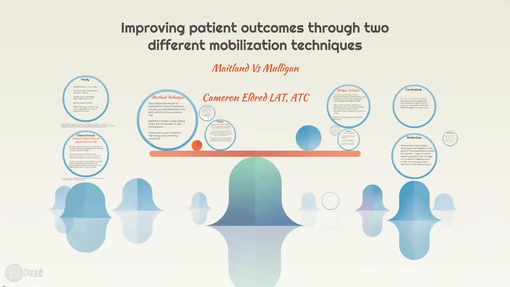Cameron Eldred here, doctorate in athletic training student through Indiana State University. And today we're going to be talking about improving patient outcomes through two different mobilization techniques. We're going to be talking about the Maitland technique versus the Mulligan technique.